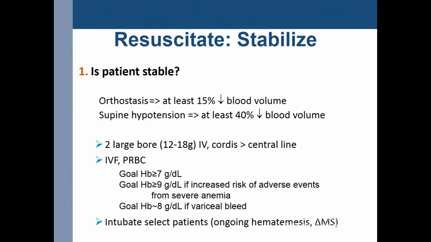And once packed red cells are available, the goal hemoglobin for transfusion is 7 grams per deciliter or greater. However, this goes up to 9 grams per deciliter or greater if the patient is at increased risk for adverse events from having severe anemia, such as severe cardiac patients. Now, the goal hemoglobin in somebody who is having variceal bleeding is different. You do not want to over-transfuse these patients, and we'll discuss that in a little bit. But the goal hemoglobin for these patients is around 8 grams per deciliter.